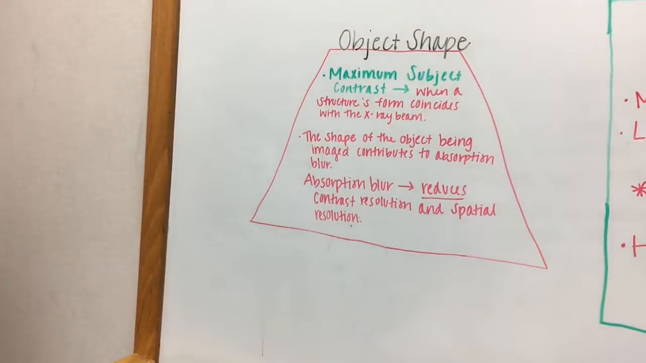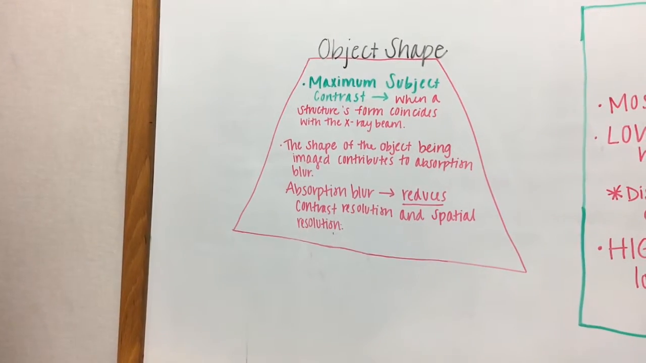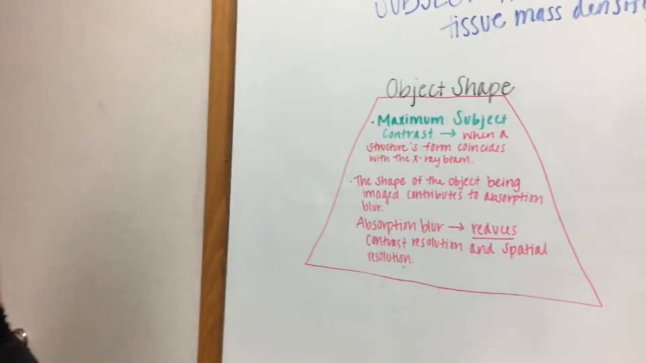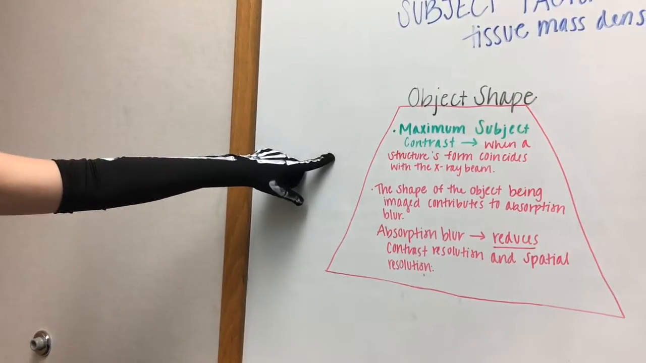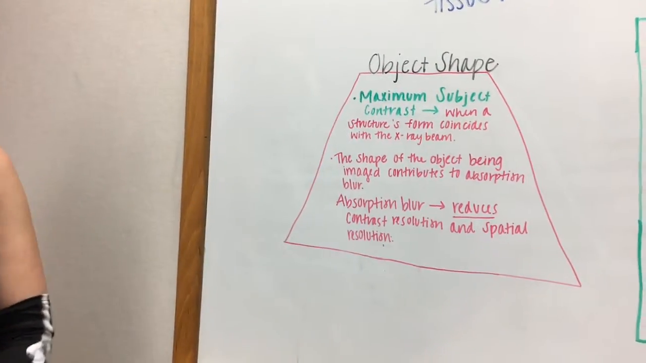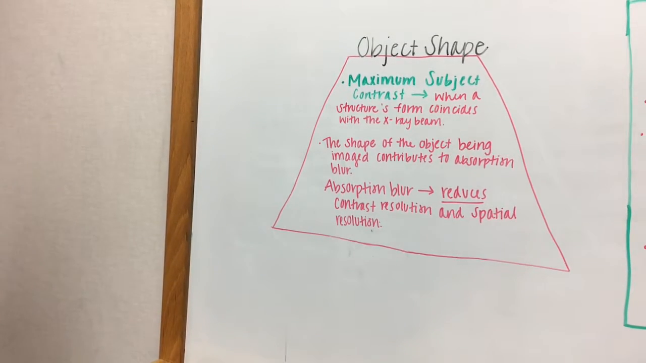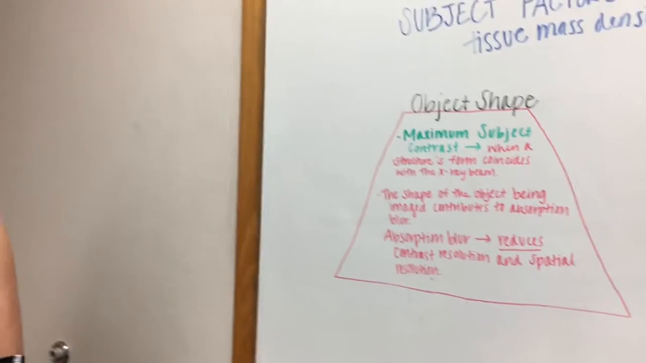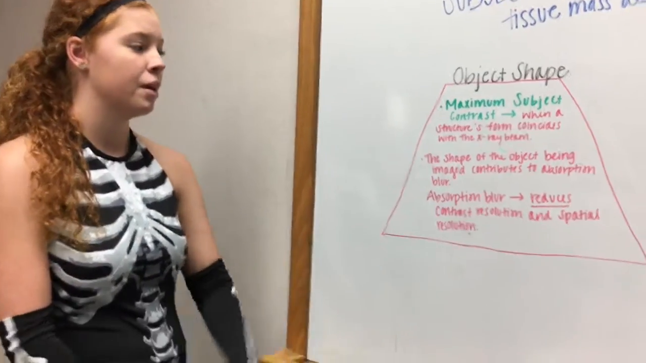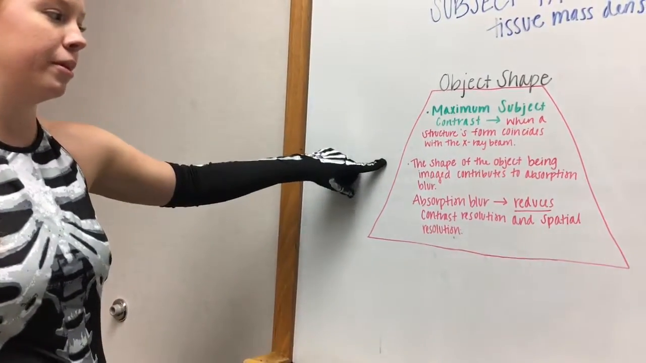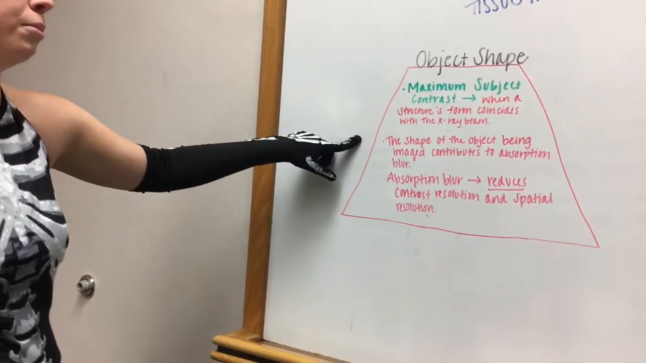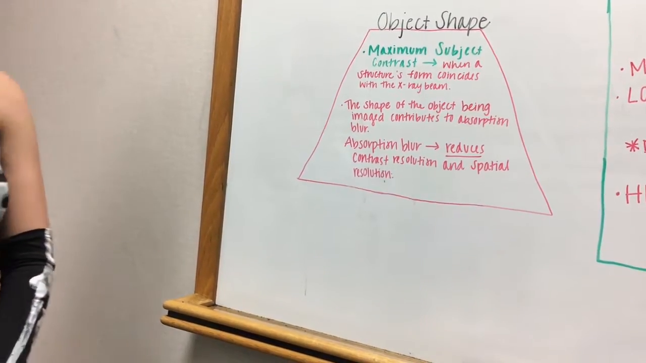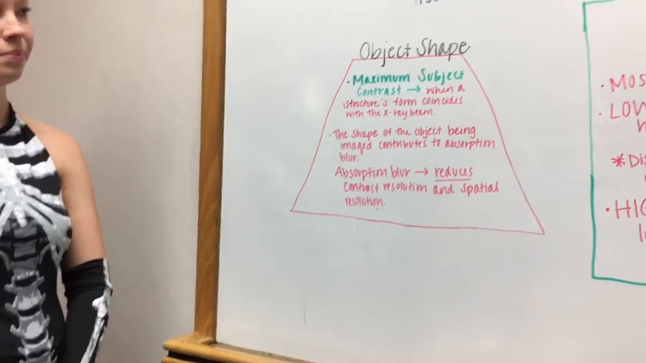The next subject factor we're going to talk about is object shape. When a structure's form coincides with the X-ray beam, there is maximum subject contrast. An object that has the shape of an isosceles trapezoid will have maximum subject contrast, but any other shape, such as a circle or a square, will have reduced subject contrast. The shape of the object being imaged contributes to absorption blur. Absorption blur reduces contrast and spatial resolution.